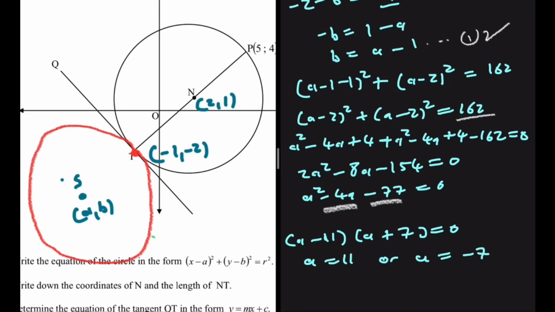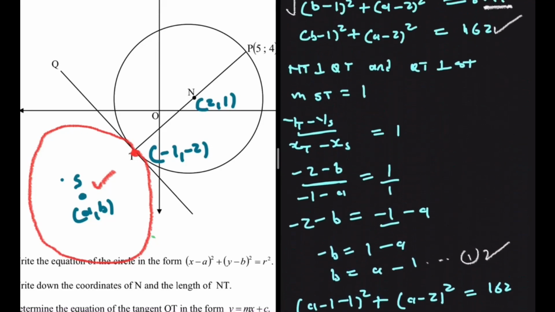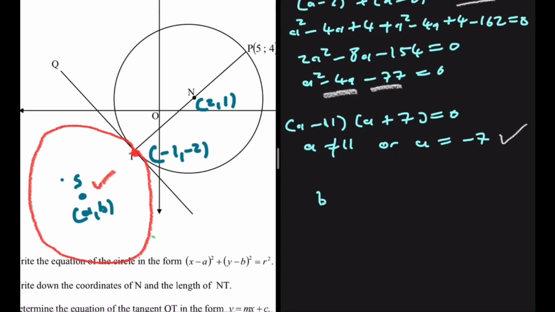So we need to pick a value that makes sense. You can see that S is on the third quadrant, so the y value must be negative. So a cannot be equals to 11. It is equals to minus 7. And now we have a. We can find b because b is equals to a minus 1. So that is minus 7 minus 1, which is minus 8. So the coordinates of S is actually minus 7 and minus 8.